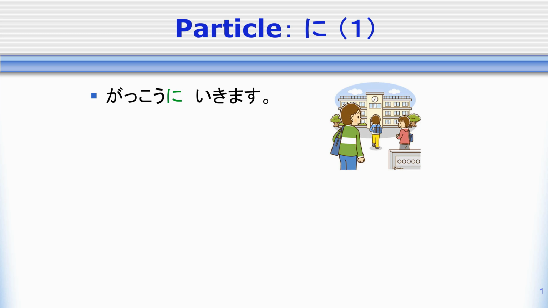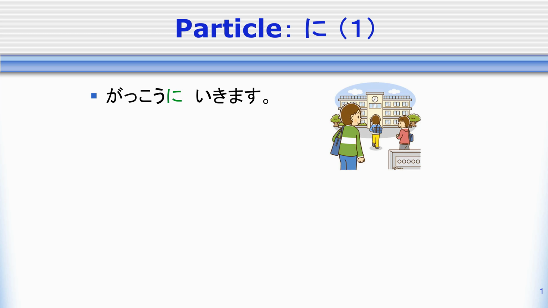We use the particle ni with a specific type of verbs that show movement. So in this chapter, we introduce 3 verbs that show movement: ikimasu, kimasu, and kaerimasu. Ikimasu, to go, kimasu, to come, and kaerimasu, to return home.